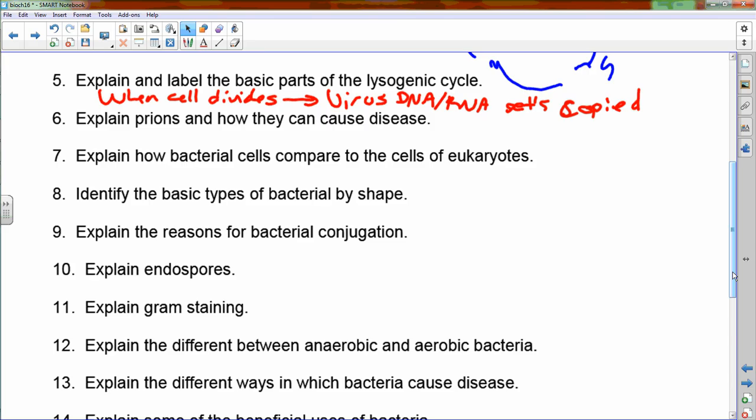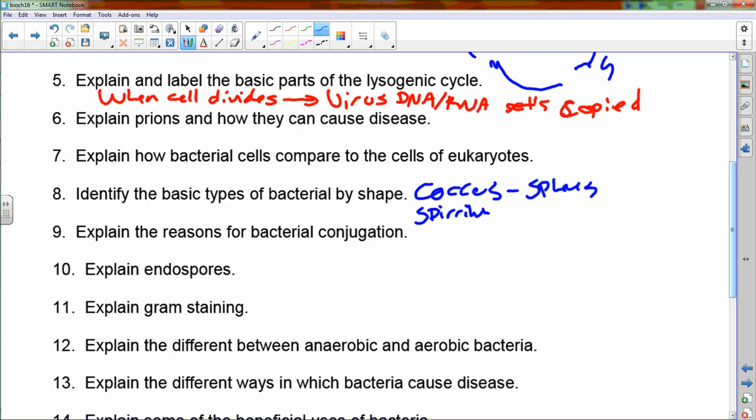Okay, here's the moment you guys have been waiting for. What are the different types of bacteria? Coccus. What do those look like? Spheres. What's another one? Spirillum. What do those look like? Spirals. Bacillus. And they are rods.